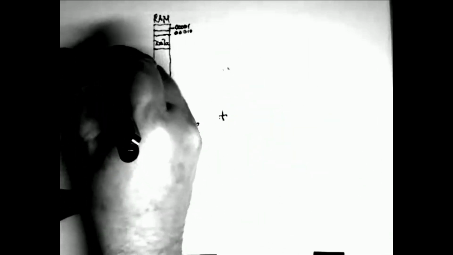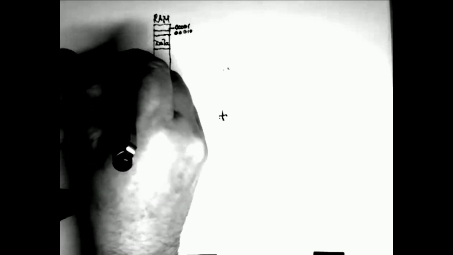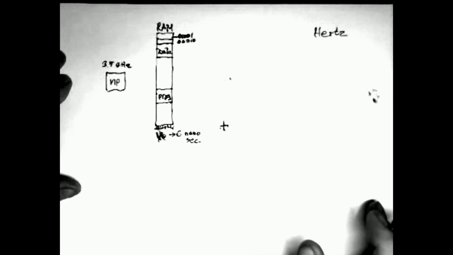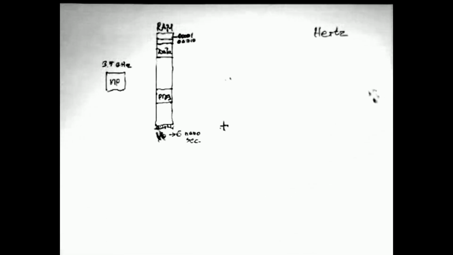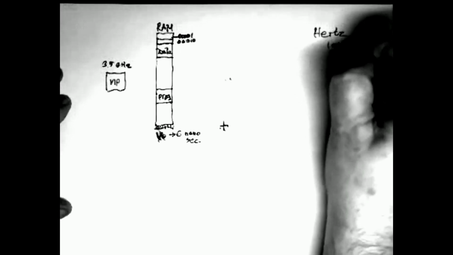The same goes for the microprocessor. The microprocessor's internal clock ticks with a speed of 3.5 gigahertz. You can see gigahertz. By the way, hertz is a unit that allows you to calculate how many events per second. How many events per second? Hertz is 1 event per second.